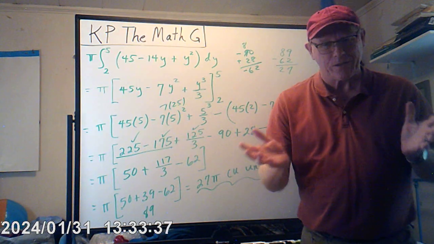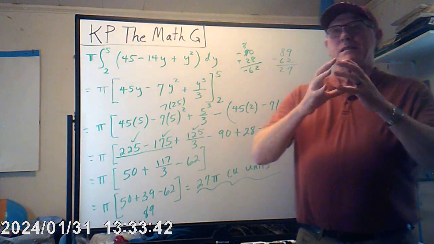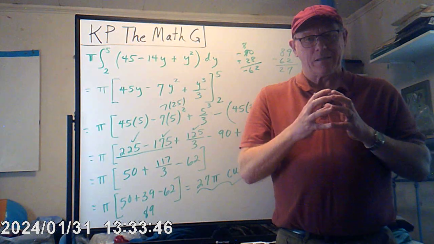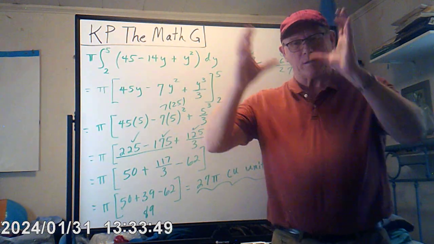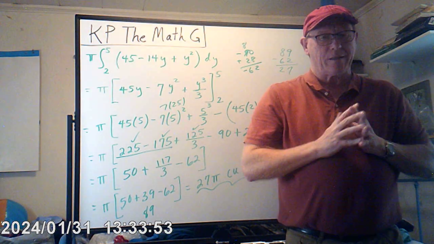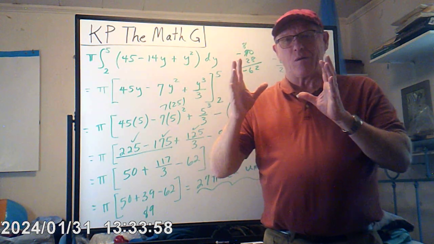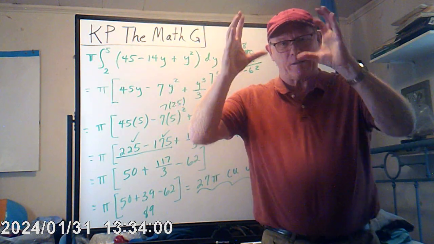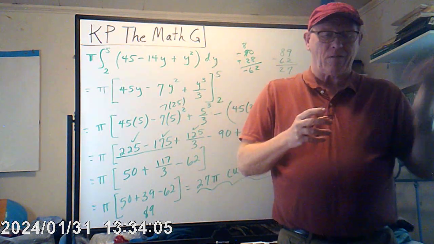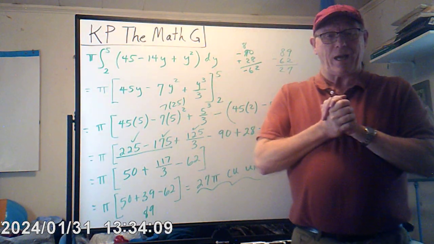Just think what you're doing though. Each time you do one of these, are you going to have a hole or not? If you have a hole, it's going to be big radius squared minus little radius squared. If you don't have a hole, then it's just going to be some quantity squared, like that. Dx, dy, depending on what you're doing.